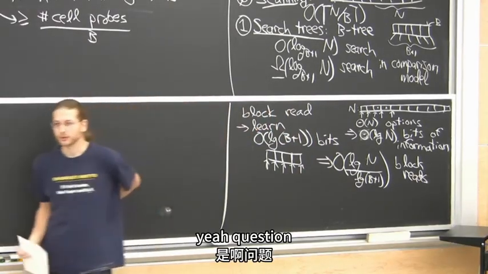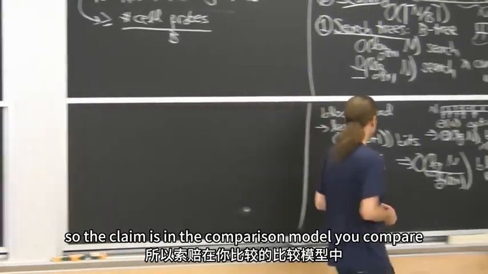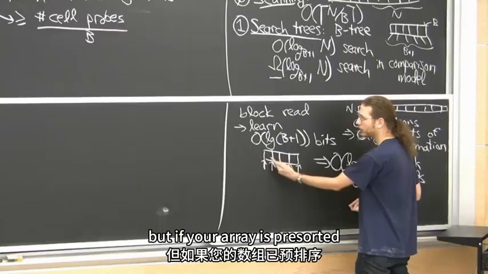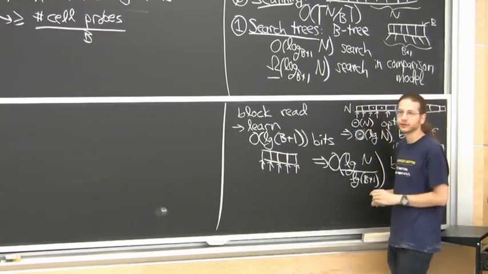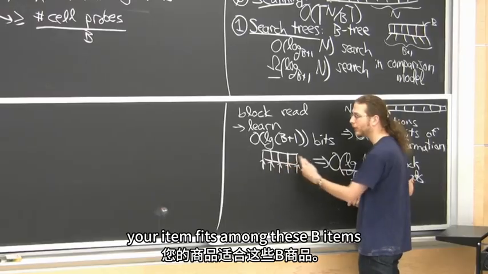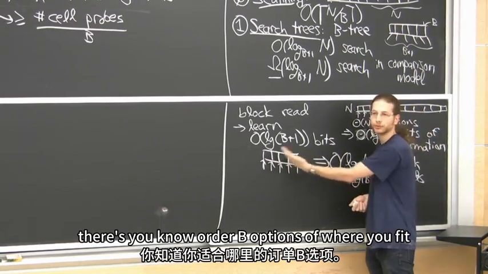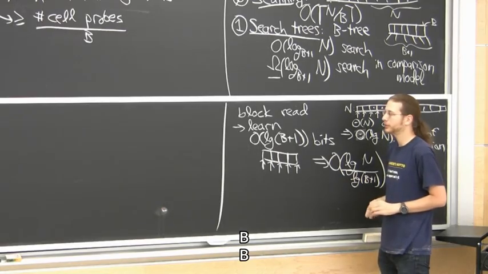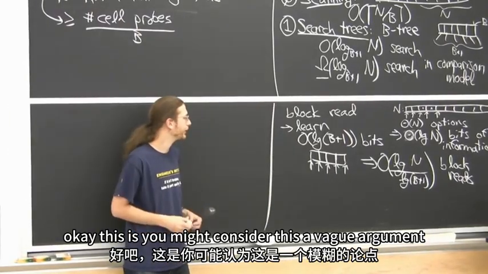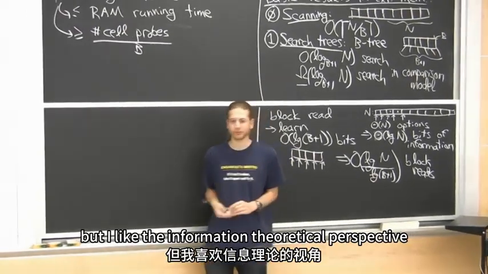Question: why is it that you learn log b plus 1 bits when you look at one block? All right, so the claim is in the comparison model, you compare your item to everyone in here. But if your array is pre-sorted, then information theoretically, all you're learning is where your item fits among these b items. So there's order b options of where you fit, and so only log b bits of information there. You might consider this a vague argument. You can do a more formal version of it, but I like the information theoretic perspective.